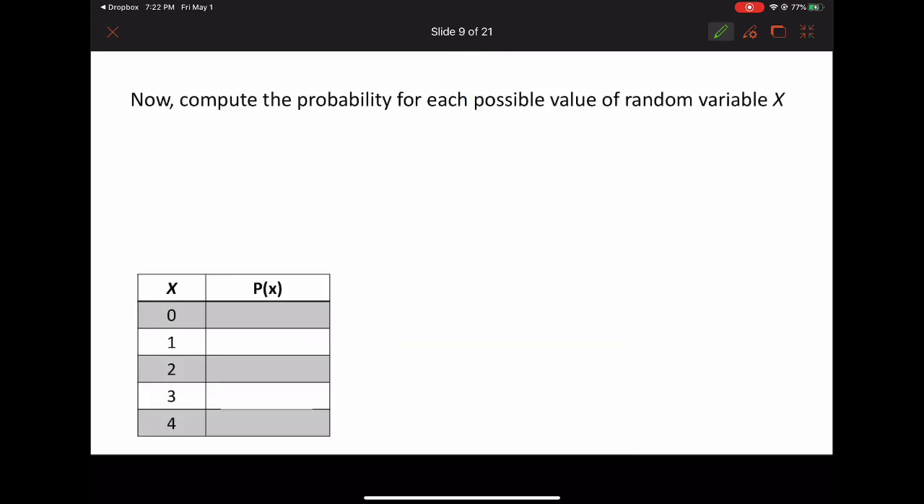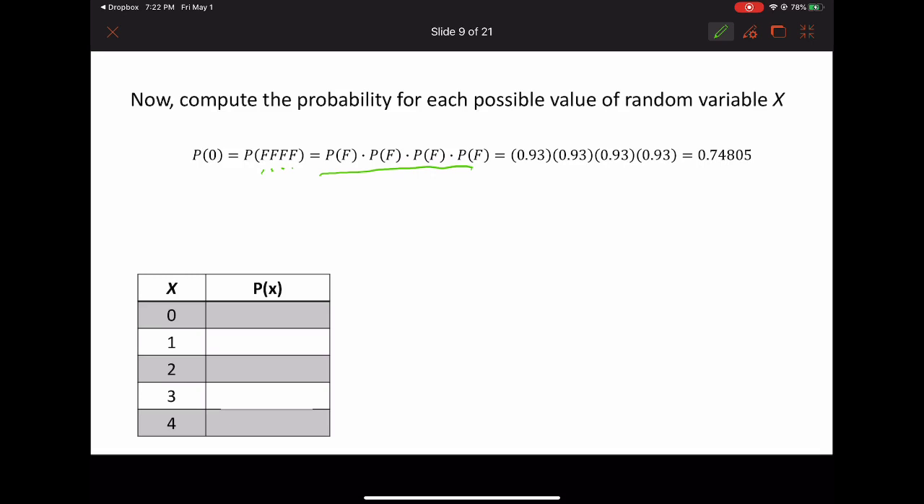So I'm going to compute the probability for each of these. So 0 successes. So the probability of 0 successes, there was only one way that I could have 0 successes. Remember, if the first one was a failure and the second one was a failure and the third one and the fourth one. So remember, these are and. Because they're and, I multiply their probabilities together. So 0.93 times 0.93 times 0.93 times 0.93. It gave me 0.74805. So when it's an and, we multiply it together.